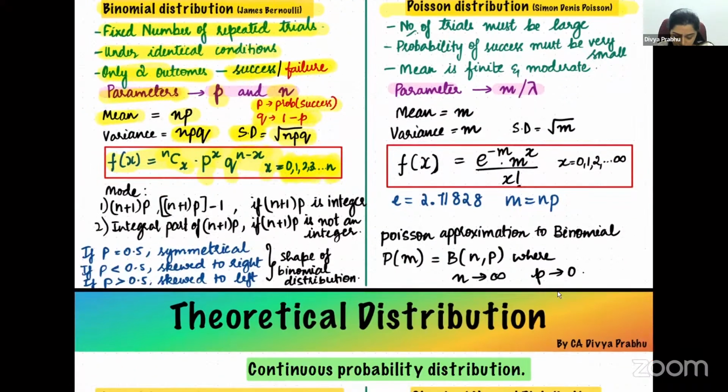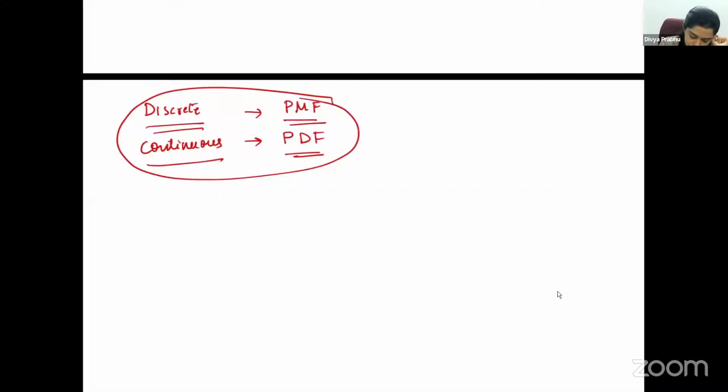Got it? Next, how do we find the mode here? For calculating the mode, first you need to find the value of n plus 1 into p. If the value of n plus 1 into p is an integer, there will be two modes. What are the two modes? One mode will be n plus 1 into p. The other mode will be n plus 1 into p minus 1. If the given value is not an integer, there will be only one mode. That mode will be the integral part of the n plus 1 into p value.